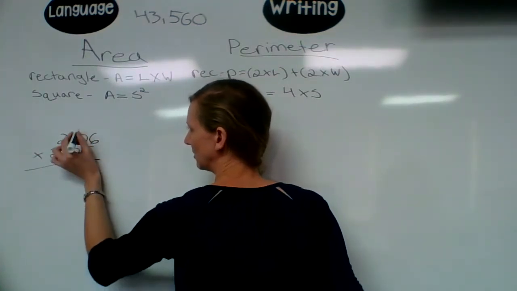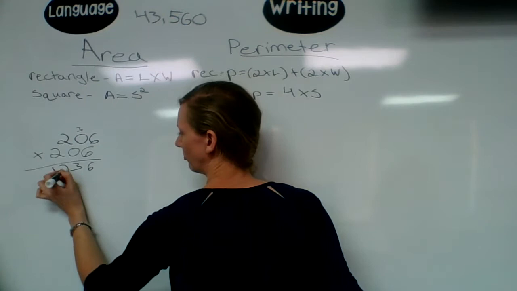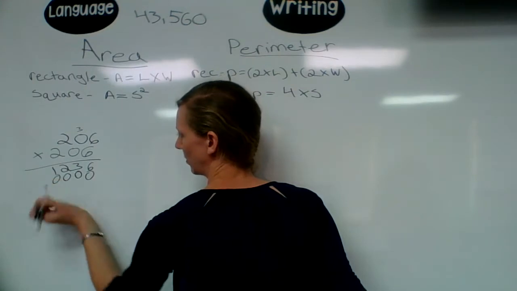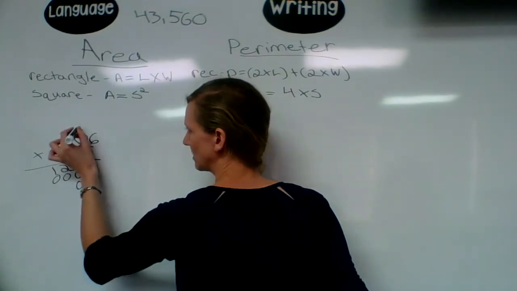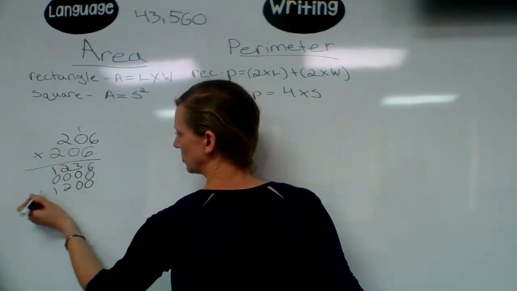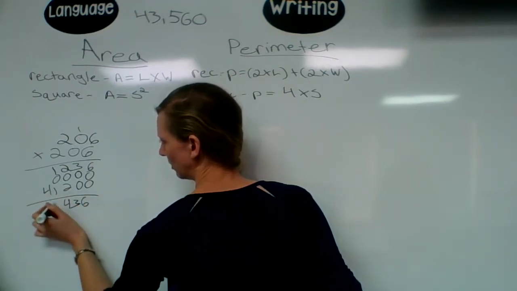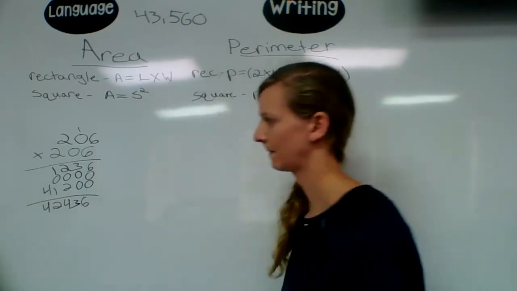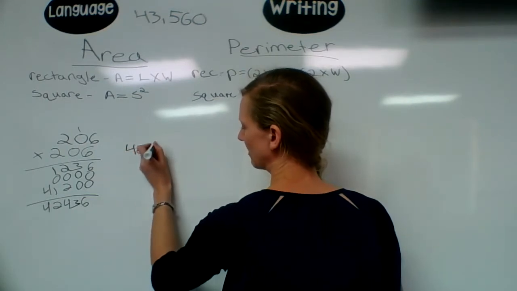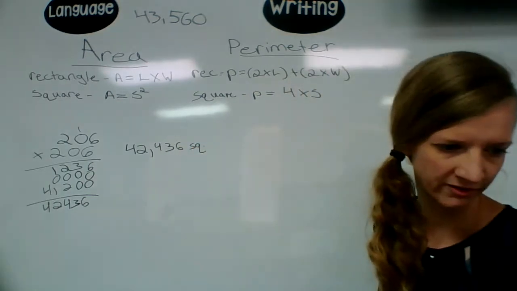Multiply it out. 6 times 6 is 36. 6 times 0 is 0, plus 3 is 3. 6 times 2 is 12. Add a 0. 0 times 0 is 0. 0 times 0 is 0. 0 times 0 is 0. Always add 2 zeros. 2 times 6 is 12. 2 times 0 is 0, plus 1 is 1. 2 times 2 is 4. 6, 3, 4, 2, 4. So the answer is, write it out as your answer, 42,436 square feet.